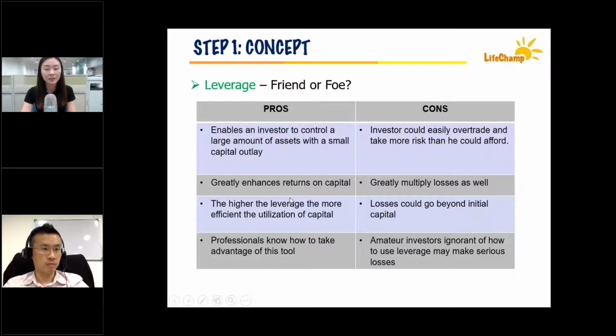Leverage greatly enhances returns on capital. Of course, the opposite is also true: it greatly multiplies the losses as well. The higher the leverage, the more risk. Losses could go beyond initial capital. Professionals know how to take advantage of this tool. But for a new or amateur trader, if you don't do well in your risk management or money management, you will have the problem of overtrading, then over-loss. That might not be good, so this has to be borne in mind.